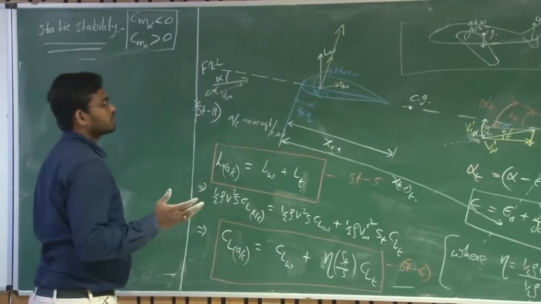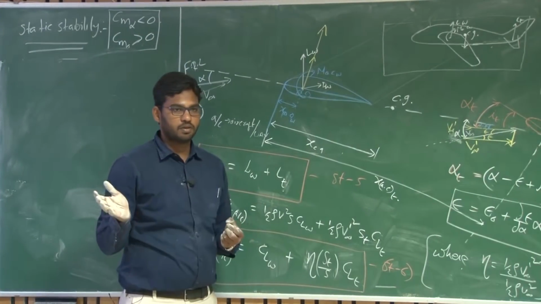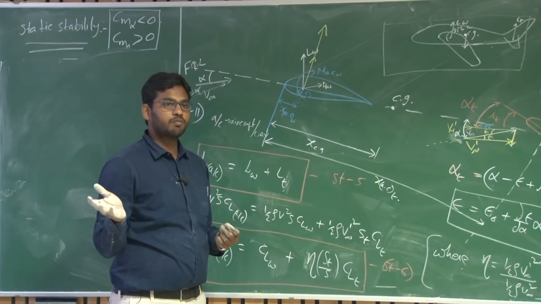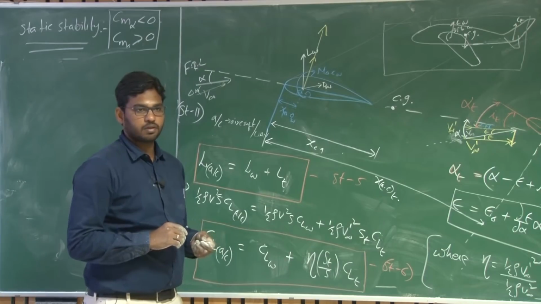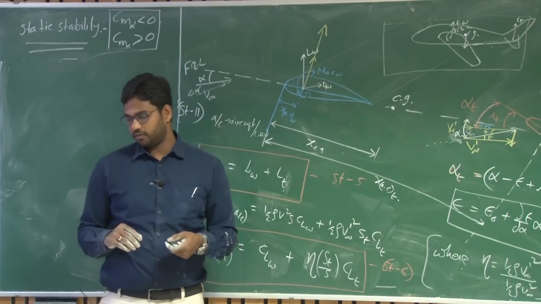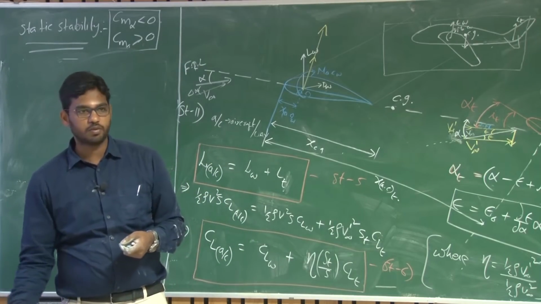So you need to locate your CG to make this condition satisfied. So we have the conditions for stable and unstable, right. Do you have something in between these two, a limiting condition? We have something called a neutrally stable system.